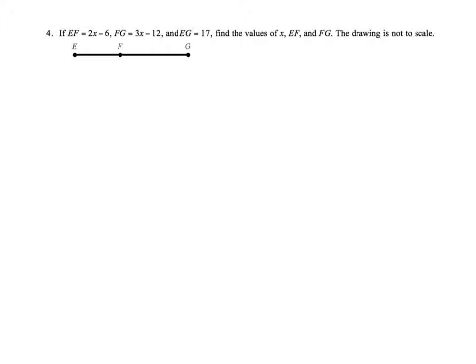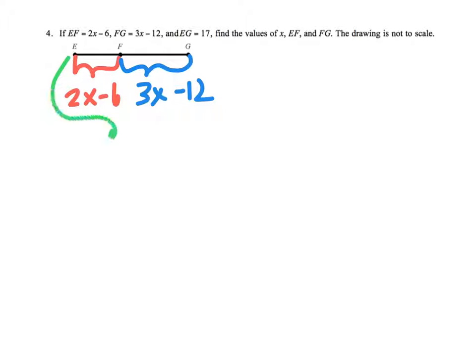All right, for number 4, it says if EF is 2x minus 6, FG equals 3x minus 12, and EG equals 17, find the values of x, EF, and FG. The first thing I'm going to do is label anything they already told me. So I know that EF, this part here, is 2x minus 6. I know that FG is 3x minus 12. And I know the whole thing is 17.